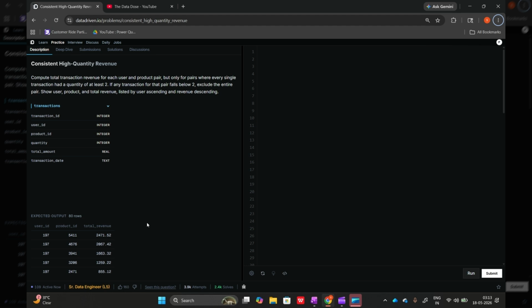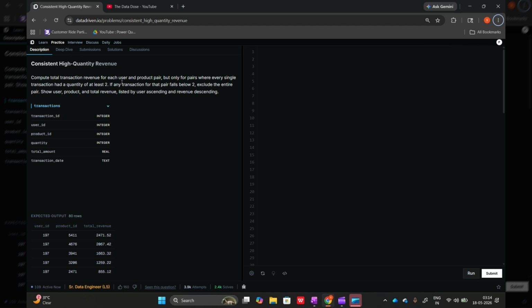So let's start by reading the problem statement and what it demands. We need to find the consistent high quantity revenue. We need to compute the total transaction revenue for each user and product pair. From this statement we know that we need to use aggregation for each user and product pair, that is, GROUP BY.